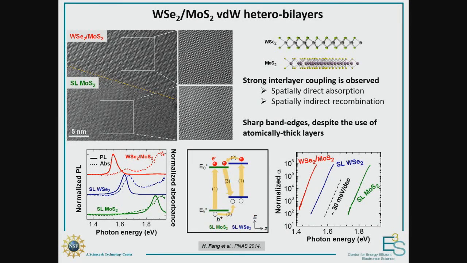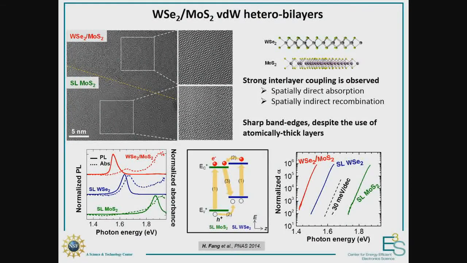We built a heterobilayer consisting of a monolayer of tungsten diselenide stacked on a monolayer of moly sulfide. So that's really a heterojunction at its scaling limit. That's the thinnest you can get. And what you're looking at here is the high resolution TEM. You can clearly see that in the heterojunction area, you have this moire pattern.